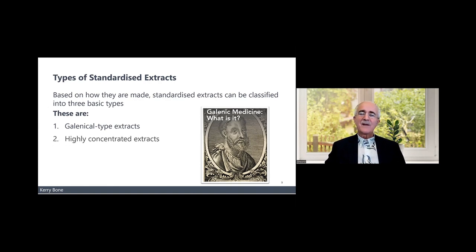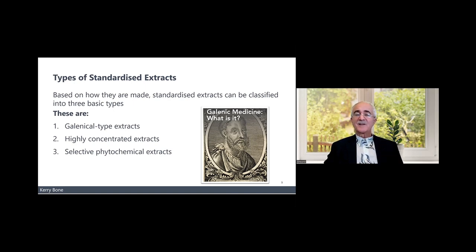Then we have the examples, which are fewer, but some important ones, of highly concentrated extracts. And then finally, we have the examples of selective phytochemical extracts, where they're also highly concentrated and they select out just a particular phytochemical fraction from the herb. So they're deliberately made not as whole herbal extracts.